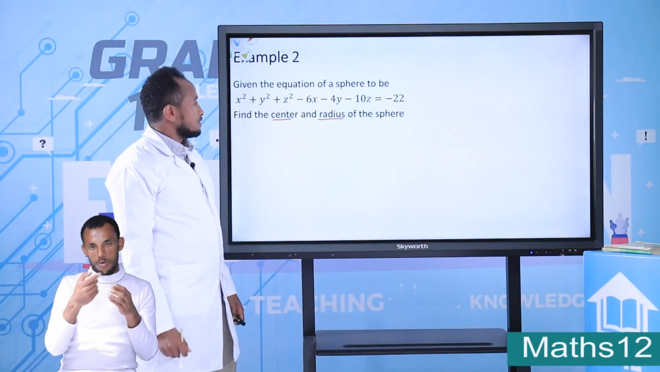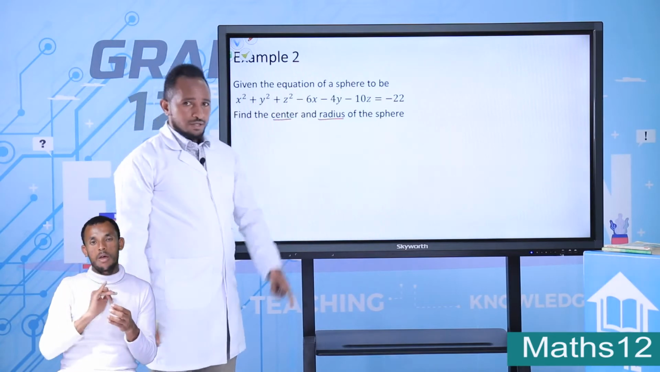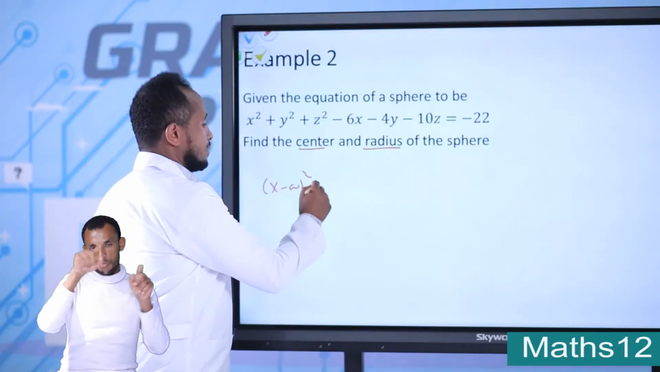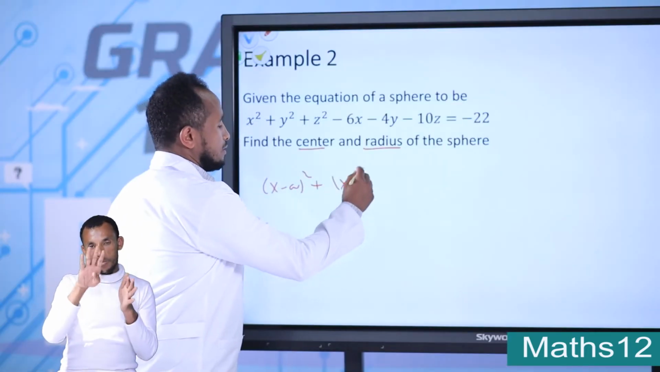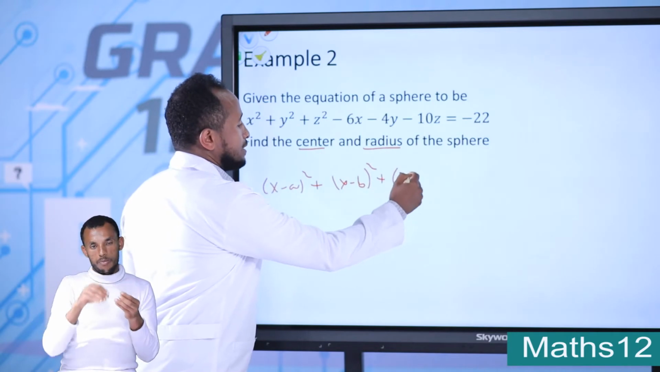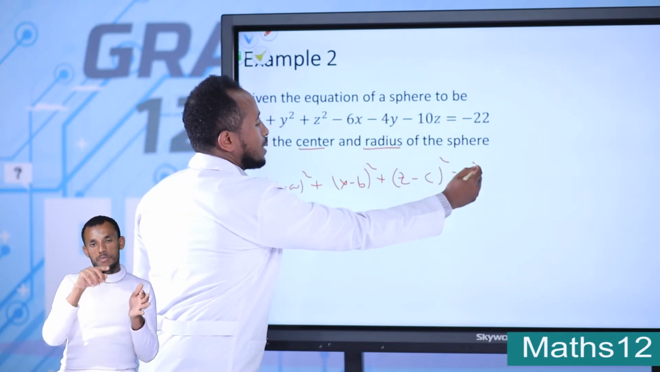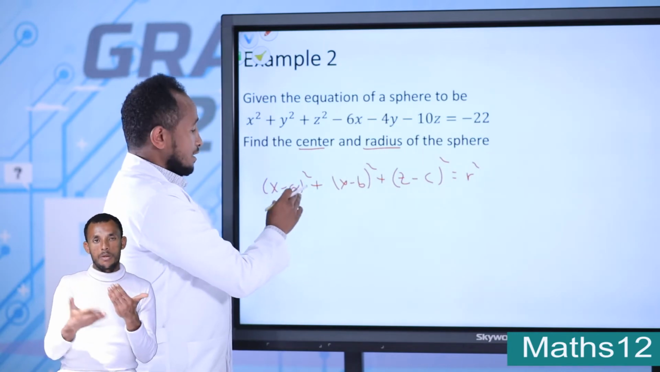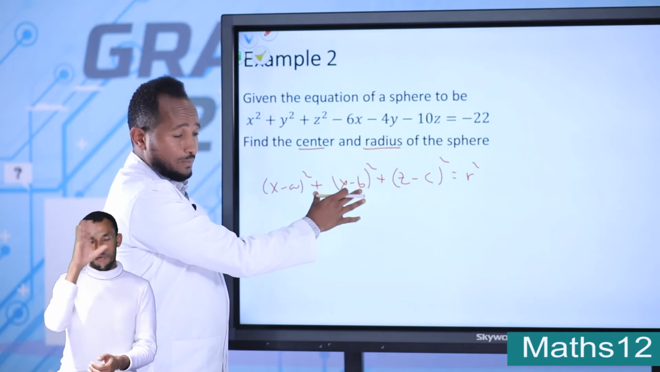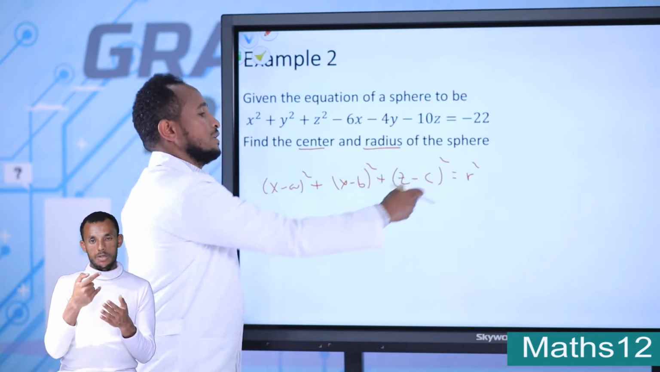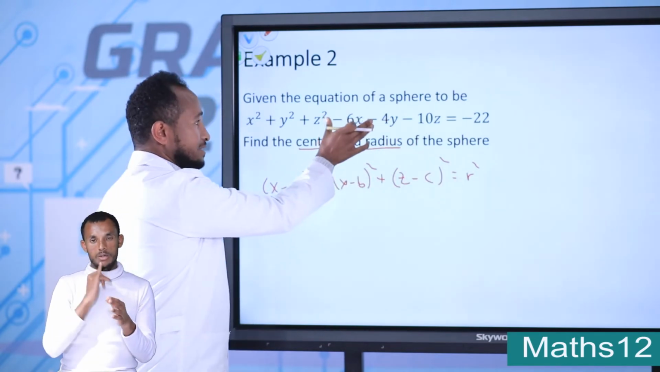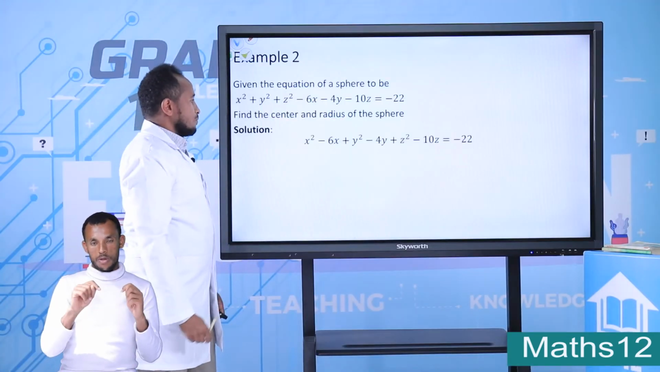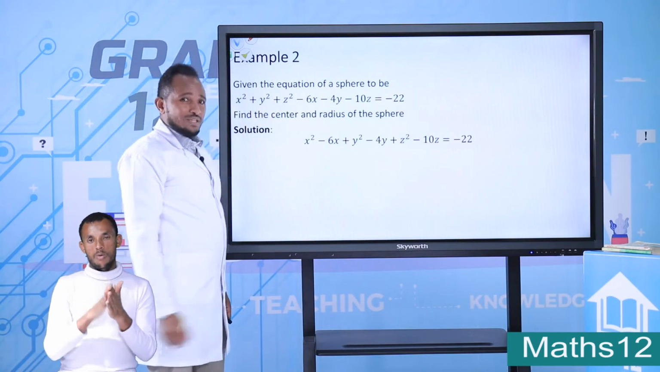To find that, I need to write this in this form: x minus a the whole squared, plus y minus b the whole squared, plus z minus c the whole squared, is equal to r squared. If you write it in this form, you can easily find the center from this equation: a, b, c is the center, and r will be the radius. So I need to write this in this form, and to do that, we need to apply the completing square method.